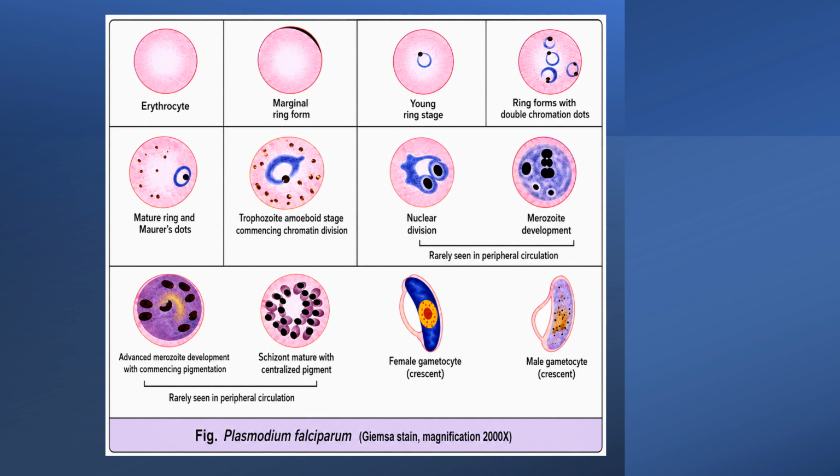The mature schizonts with centralized pigment, with advanced merozoite development, and the advanced merozoite development with commencing pigmentation and mature schizonts with centralized pigment are rarely seen in the peripheral circulation of Plasmodium falciparum. This is the general overview of the several morphological features seen in a smear of Plasmodium falciparum by Giemsa stain under high magnification.